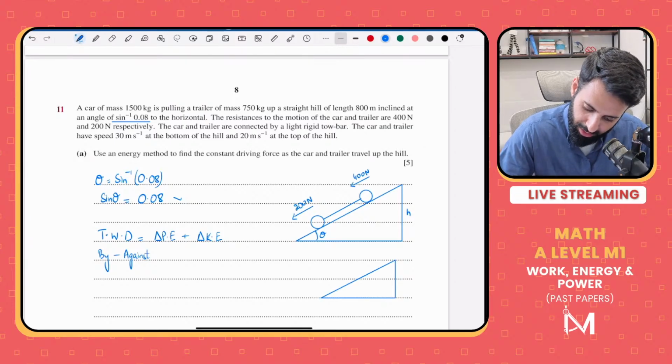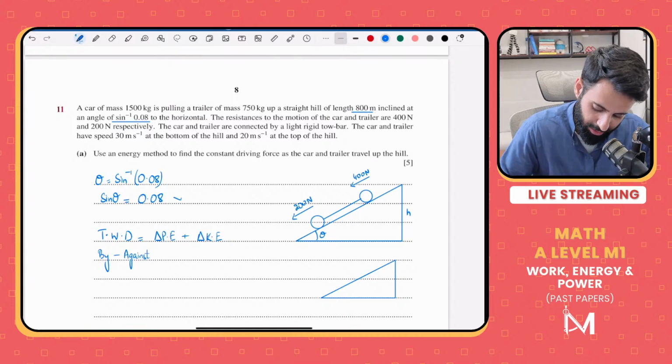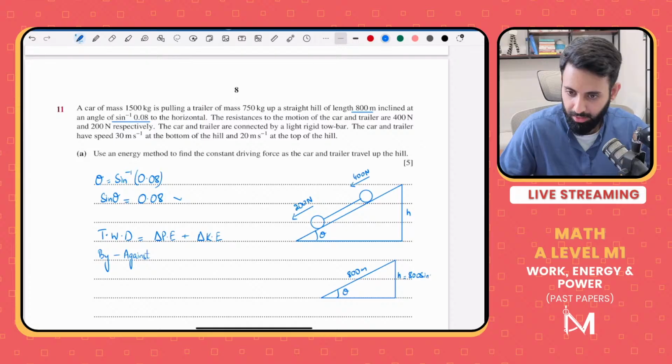Now they travel up the hill. Are we given the length of the hill? I think we are. Yeah, 800 meters. Okay, so 800 meters is the length of the hill. This is theta, so that means the change in height would be equal to 800 sine theta.